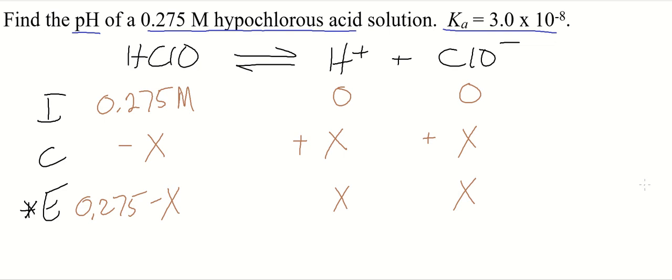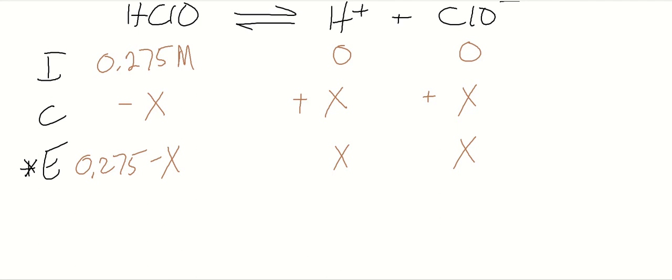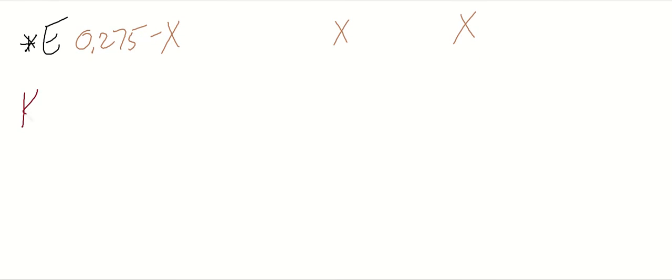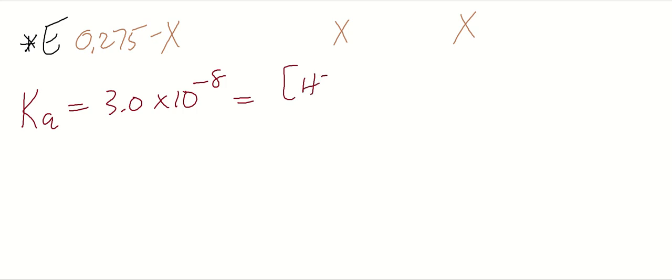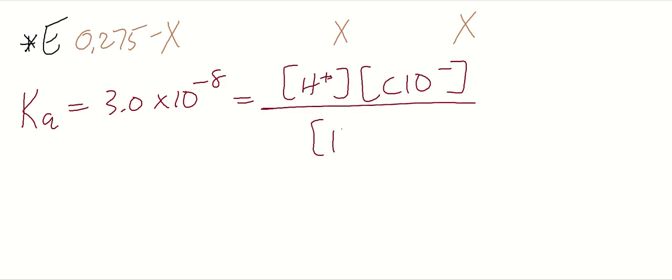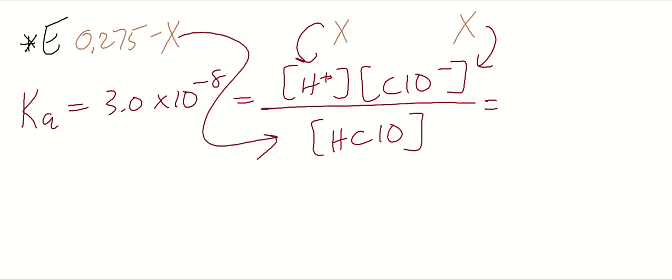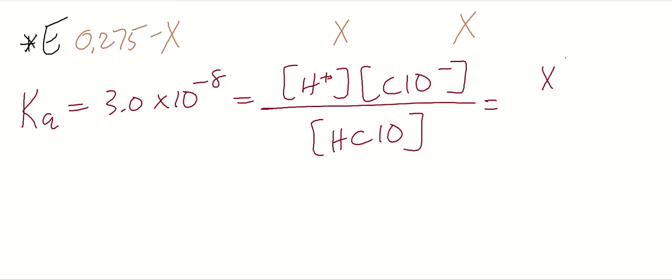So now we can plug this into the equilibrium expression. Let's see what was the constant. 3 times 10 to the negative 8. So Ka is given to us as 3.0 times 10 to the negative 8. That's going to equal the concentrations of the products over the concentration of the weak acid, the hypochlorous acid. We found that out to be, we're going to plug that in there, and that in there, and that in there. X times X on the numerator is going to be X squared, and on the denominator it's going to be 0.275 minus X. This X is going to be negligible compared to that.